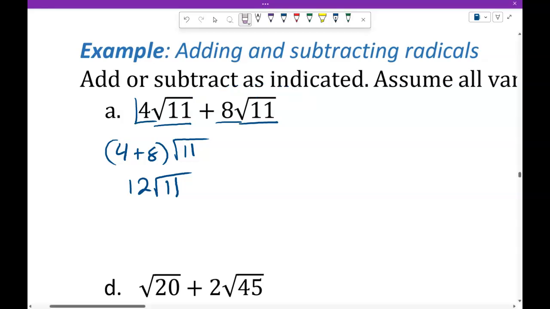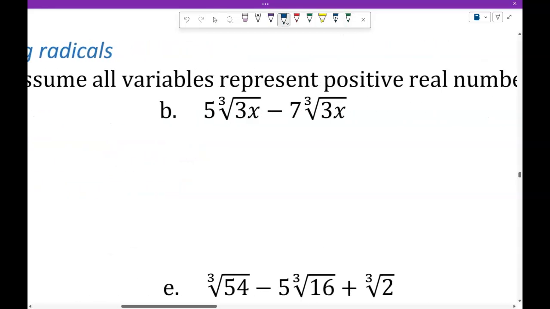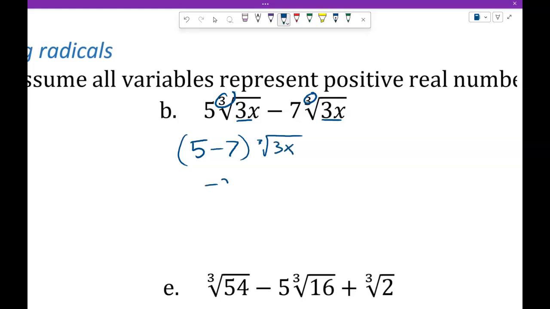It's a nearly identical process as to combining like terms if I had variables instead. 4x plus 8x is 12x. 4 root 11 plus 8 root 11 is 12 root 11. Same index, same radical, we can go ahead and subtract. 5 minus 7 cube root of 3x gives us negative 2 cube root of 3x.